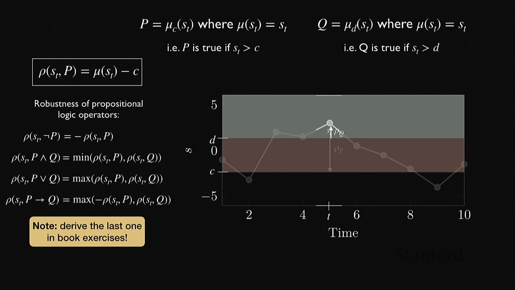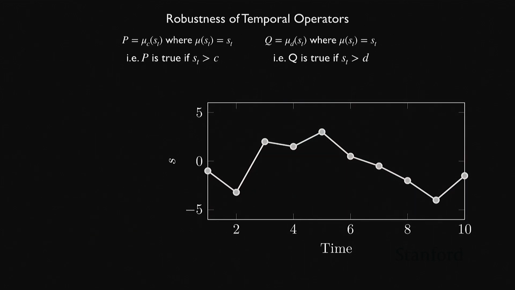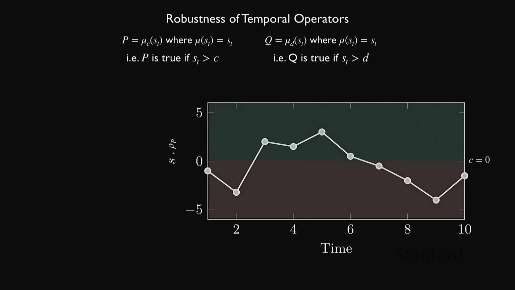Okay. So that was for the propositional operators. We also can extend the robustness to temporal operators. Again we still have P and Q, but now we're not just considering one time step, we're considering our entire trajectory. For this example, we're going to say that C equals 0. Points in the trajectory that are above C make that predicate true, and points below C make it false.